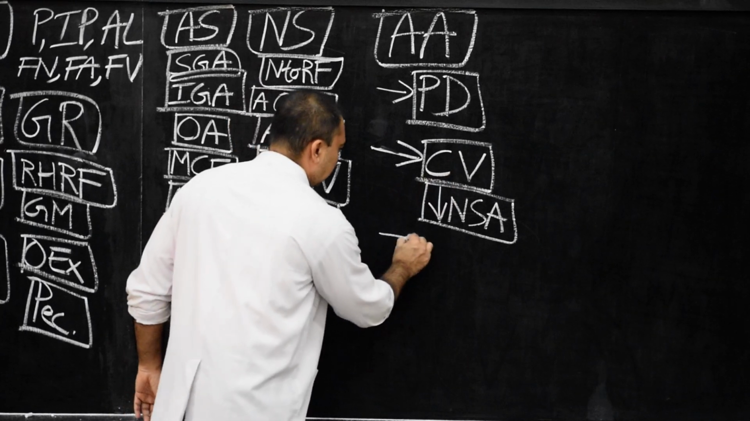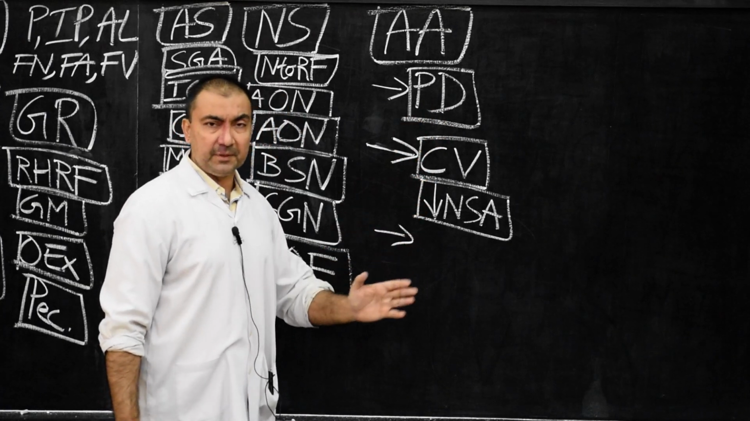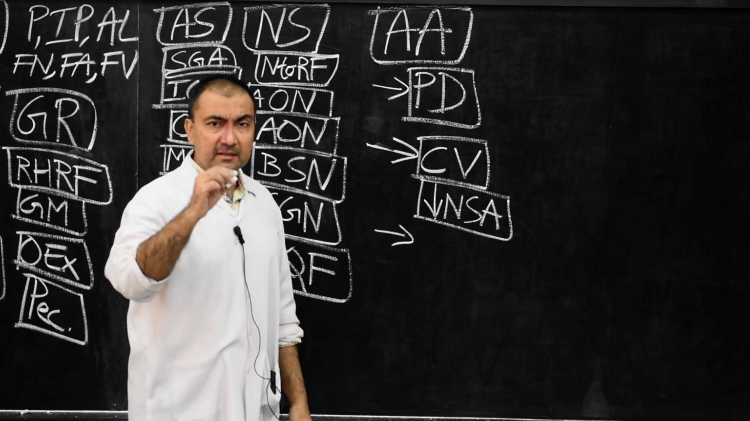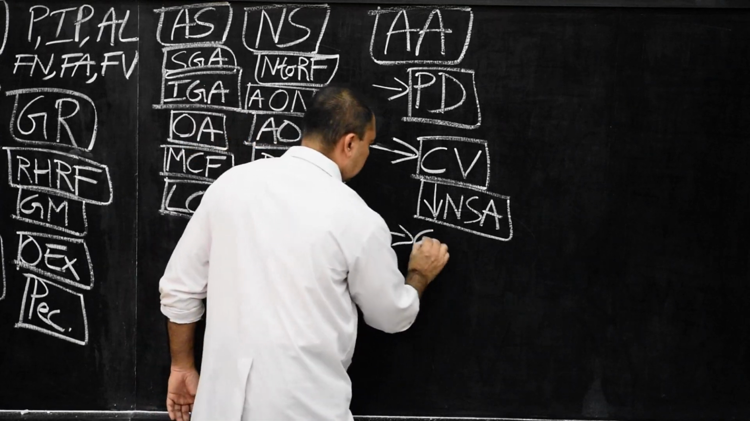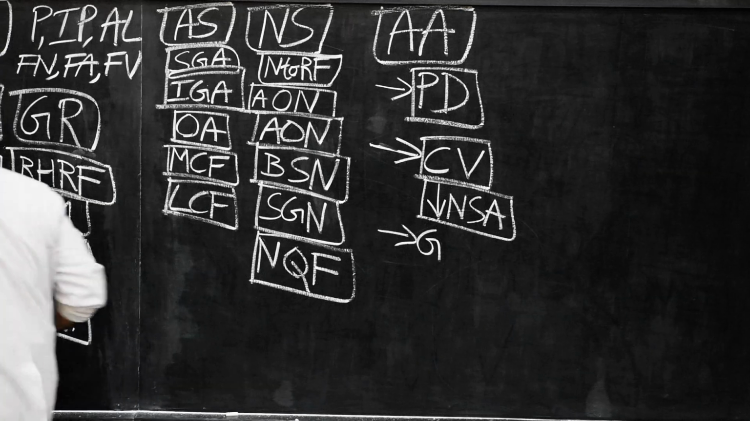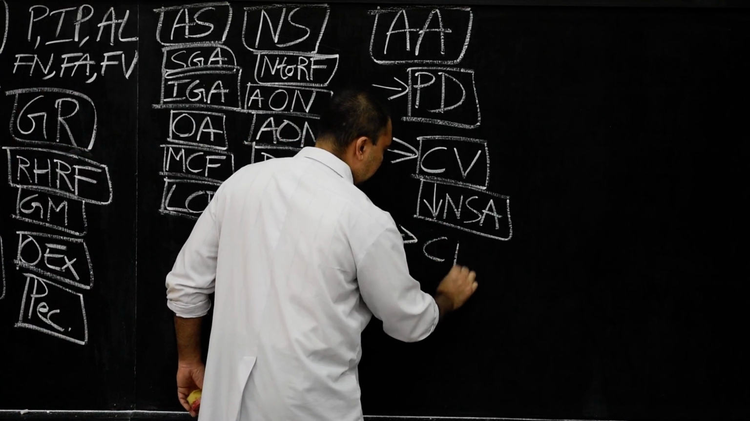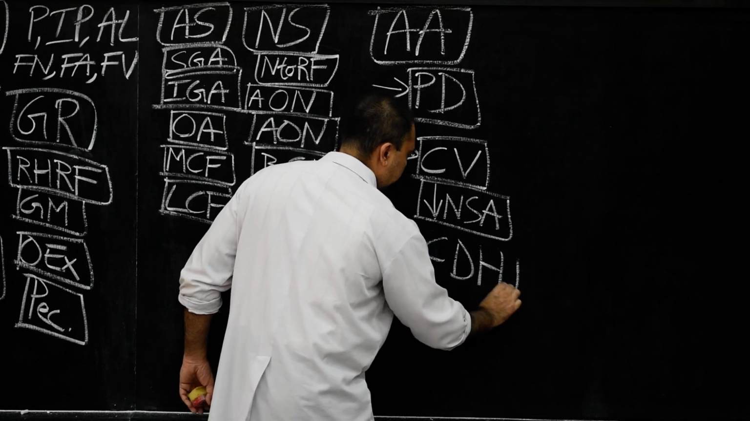Third, applied anatomy. So first is Perthes disease, second is coxa vara, third will be congenital dislocation of the hip joint. Please note down, congenital dislocation of the hip joint. So here I will write down congenital dislocation of the hip joint.